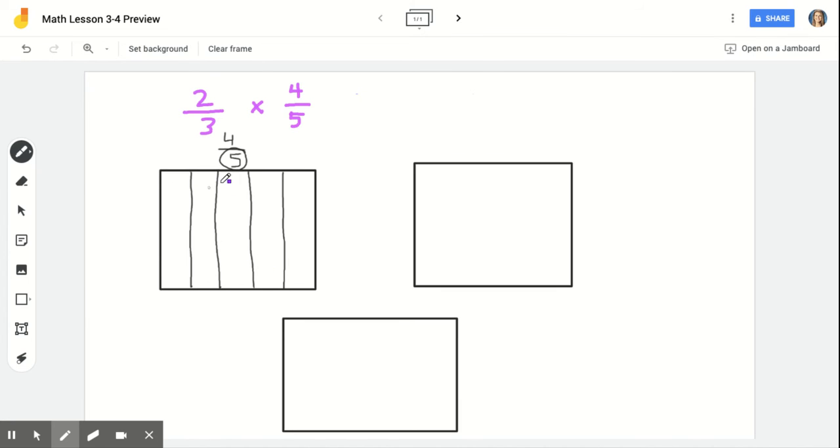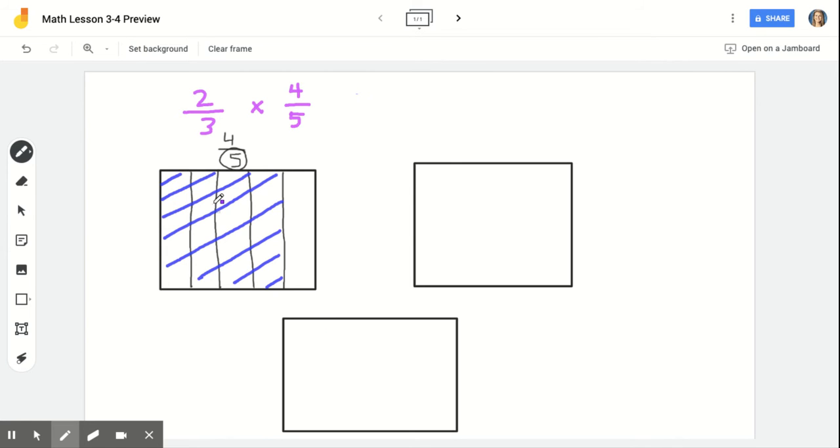So I'm going to count over 1, 2, 3, 4. I want to shade in all of these 4 pieces using diagonal lines, and watch as I do it. Just slashing them all the way through. And I'm doing it really simply. And now I can clearly see that 4/5 of this whole is shaded in.